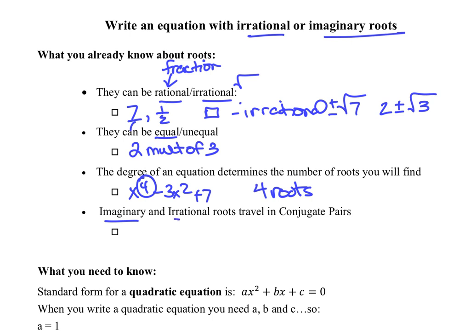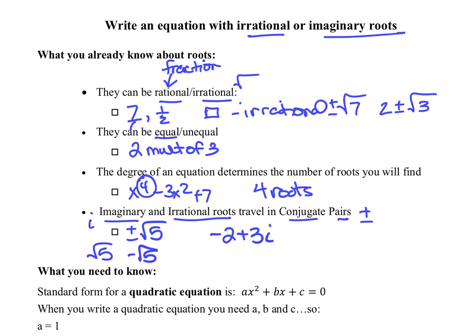So imaginary and irrational roots, so the ones with the radicals, and remember imaginary are ones with i's, those always travel in conjugate pairs. That's what the plus or minus thing is. So if I say radical 5 is a root, then I know positive and negative radical 5 were roots. So if I say negative 2 plus 3i is one of the roots, then you know that negative 2 minus 3i is another. Remember, conjugate pairs means the middle sign changes.